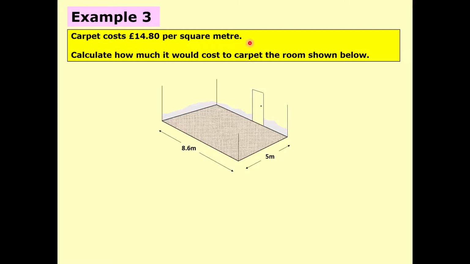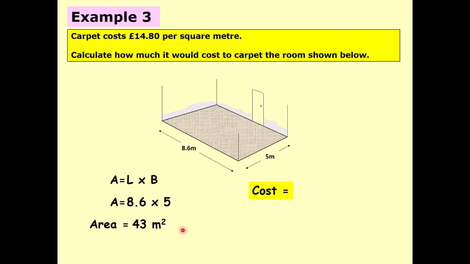Firstly, we need to calculate the area of carpet required. So area equals length times breadth. We've got area is 8.6 times 5, which would give us 43 square metres. Now we know that the total area of the room is 43 square metres, and we know it's £14.80 per square metre. To find the cost, we're going to multiply those together to give us £636.40, and that's how much it would cost to carpet the room. This is using our knowledge of how to calculate the area of a rectangle, and we're applying it to a particular question.